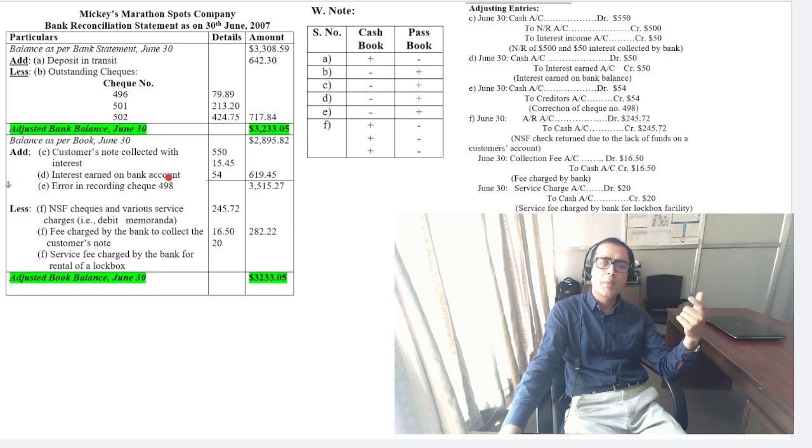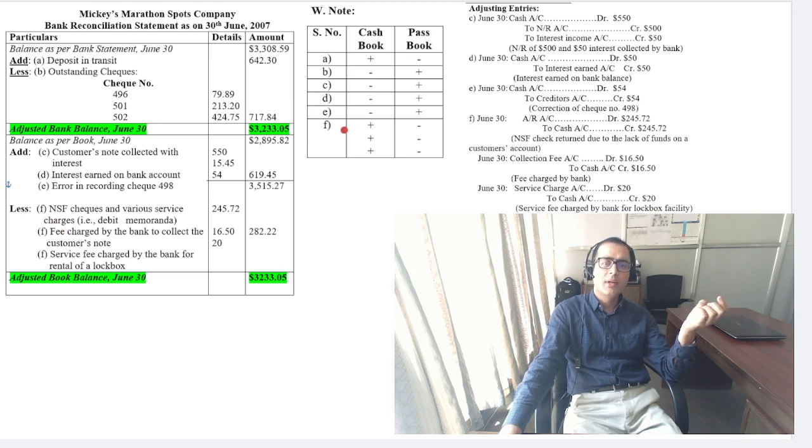Similarly, interest earned on the bank balance happens the same way. The error in recording check number 498, that is E, is an overpayment. Overpayment means the company paid more than the actual amount written, so it is a minus in the passbook, and this is plus. So for a company error, look at the situation of the cash book. If this is the cash book, then in the passbook it is plus. Then again you adjust the less, that is the deduct part: NSF check and the various service charges.